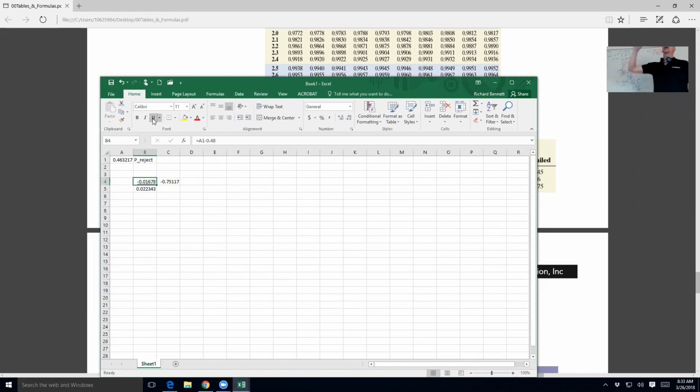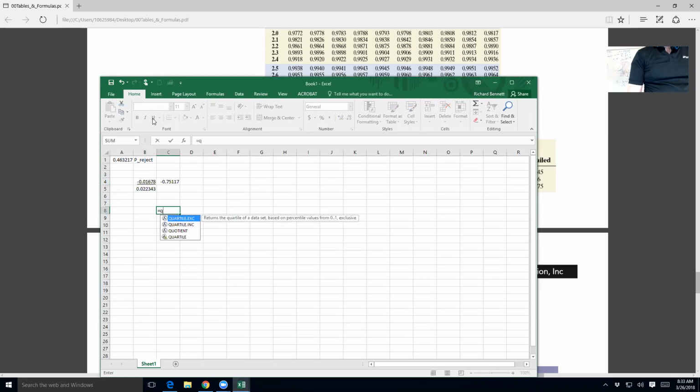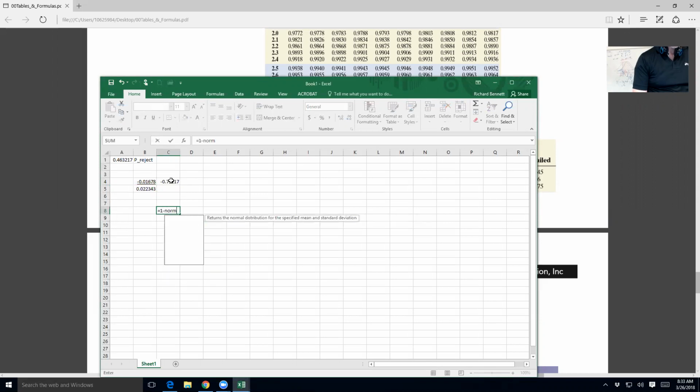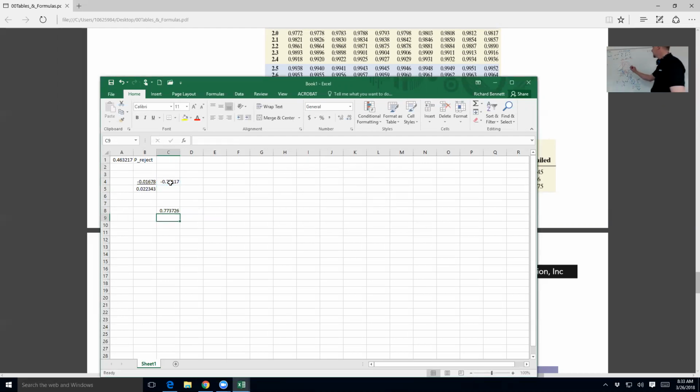Now, how do I find this area to the right, David? 1 minus. So if I'm using the computer, 1 minus what? No, that's the z-score. That's not the p-value. Norm.s.dist. Remember, besides the fact that it's got to be positive, norm.s.dist. Oops, what did I do wrong there? Equals 1 minus norm.s.dist of that. Okay, so this value here in red turns out to be 0.773726. Okay? Is it coming back? This is kind of a good review.